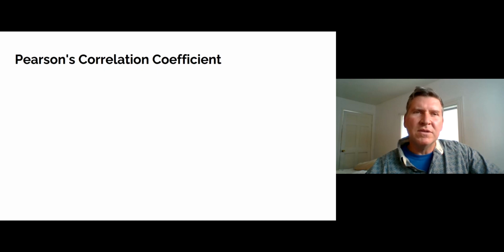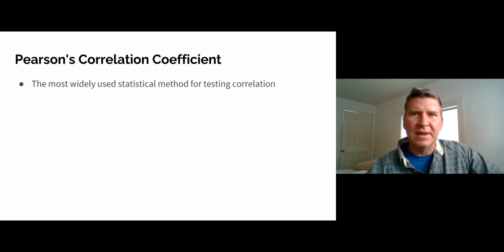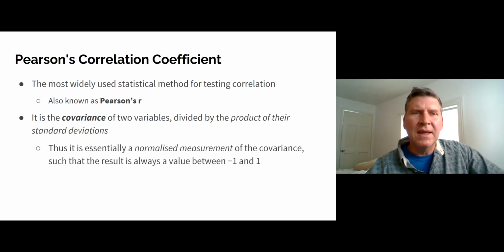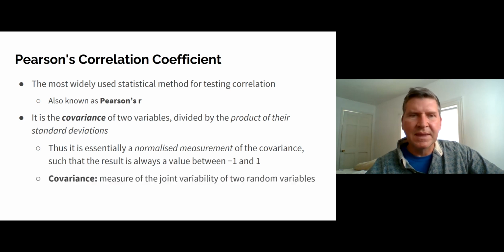The most widely used method is Pearson's correlation coefficient. It's also known as Pearson's R, and it's the covariance of two variables divided by the product of their standard deviations. The nice thing about doing it this way is we get a normalized measurement of the covariance so that the result is always between -1 and 1. We'll talk about what those mean in just a second.